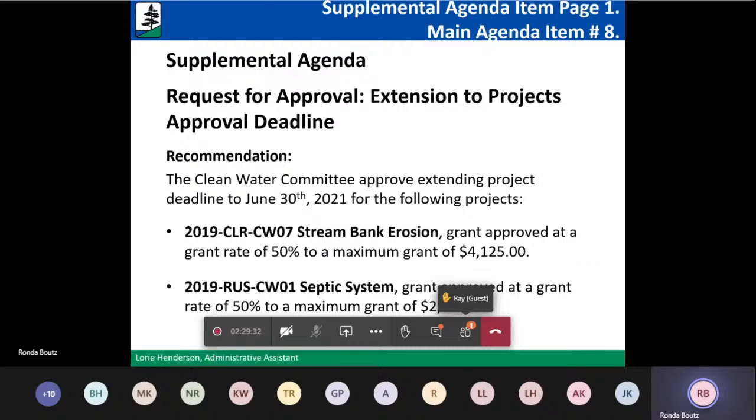Okay, so we have a landowner. His project deadline was to be December 1st, which is tomorrow. Unfortunately, it's an erosion grant project. Due to COVID, things have gotten behind, contractors not able to get the work done. So I'm asking for approval to extend the project deadline to June 30th, 2021 for the following project: 2019 CLR CW07, Stream Bank Erosion Grant approved at a grant rate of 50% to a maximum grant of $4,125.